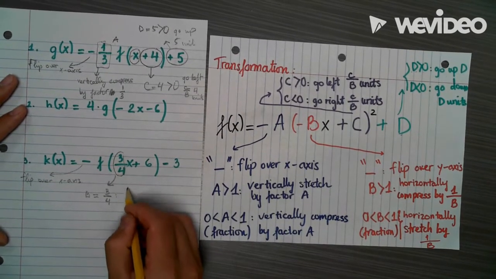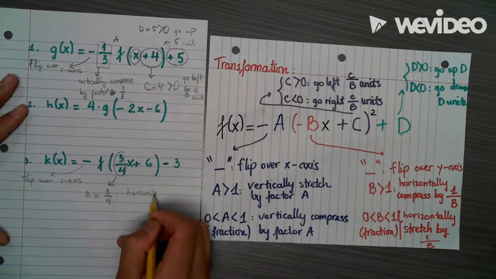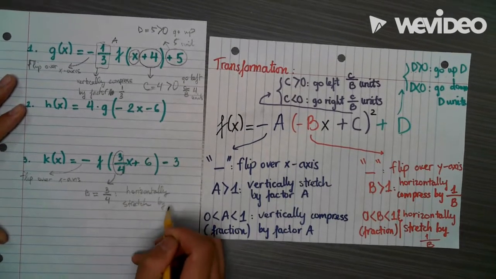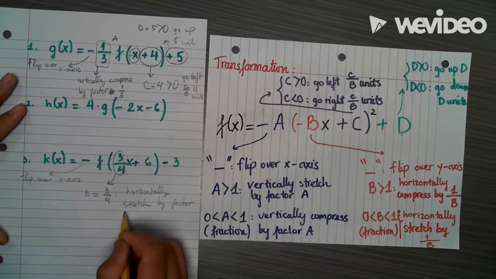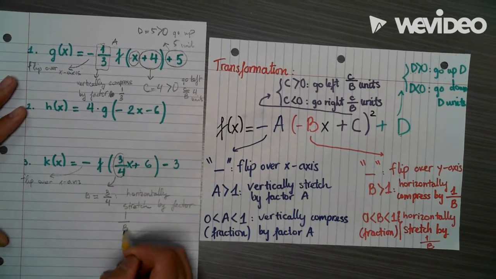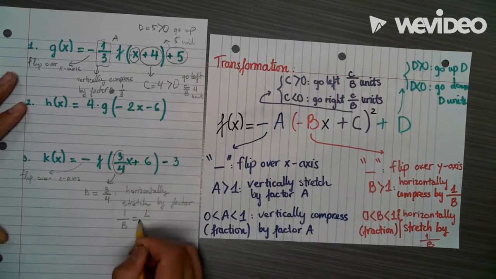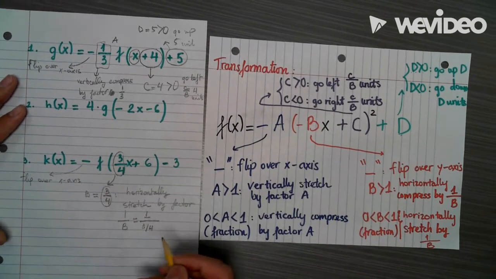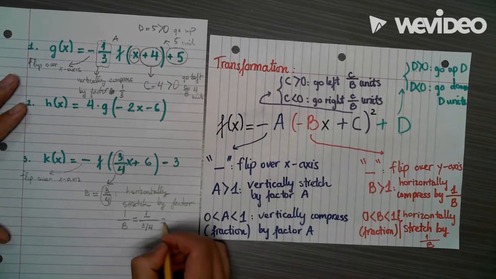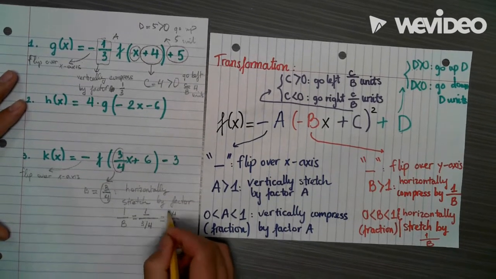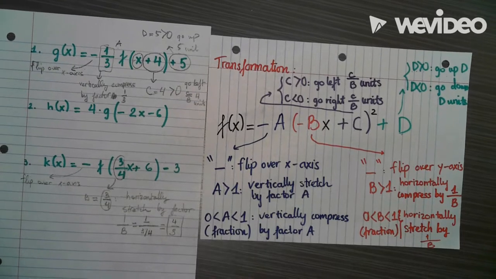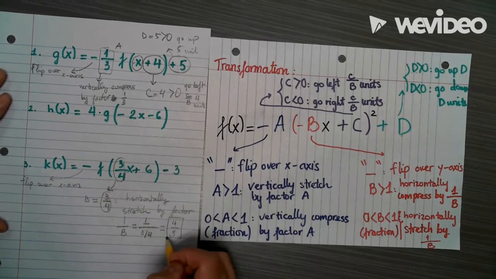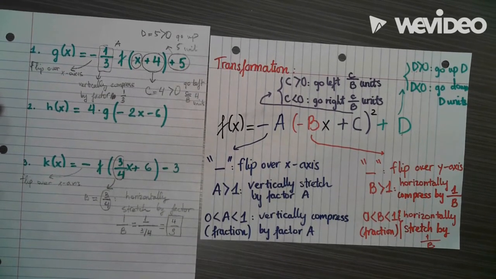So we just say horizontally stretch by factor. What factor? Factor 1/b. 1 is 1. My B is 3/4, so I'm gonna divide by 3/4, and this will give you 4/3. Again, if you are not familiar with dividing fractions, please use your calculator to calculate, right? What next?